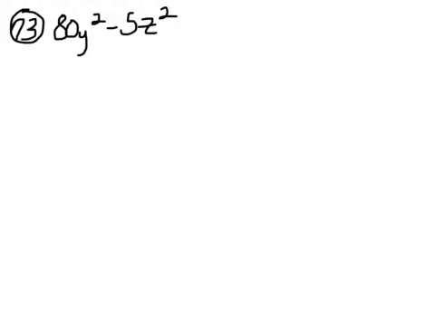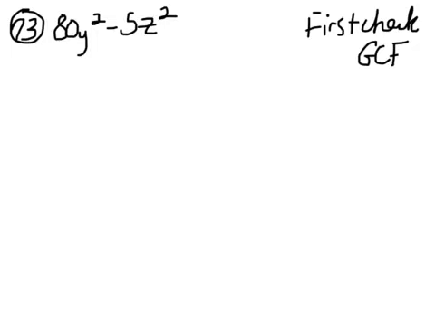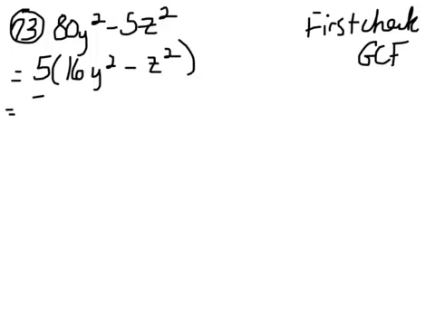If I'm thinking about whether I can factor this as a difference of two squares, this is number 73. Remember, the first thing I always have to do is check for a GCF. And if I don't check for it, I might think I can't factor this problem, but I really can. If I take a 5 out of both of those, that ends up being 16y squared minus z squared. So actually, this is a difference of two squares problem. I hit it by factoring out something.